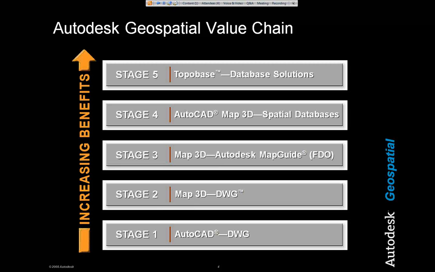And again, up the value chain to stage 4, we start to talk about spatial databases and everything that a spatial database brings to your data, in that you're now spatially aware in that database, and a beauty of a database is that it's enterprise-wide. Many people can be working on that data via that database, and it really doesn't matter if they're using Map 3D or they're using another tool to access that database.